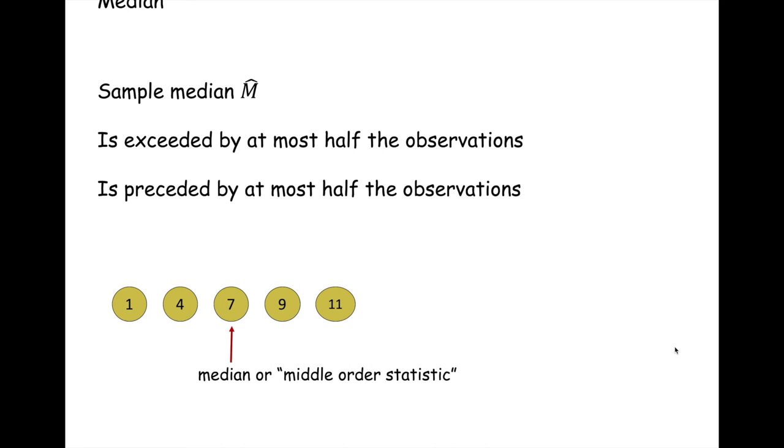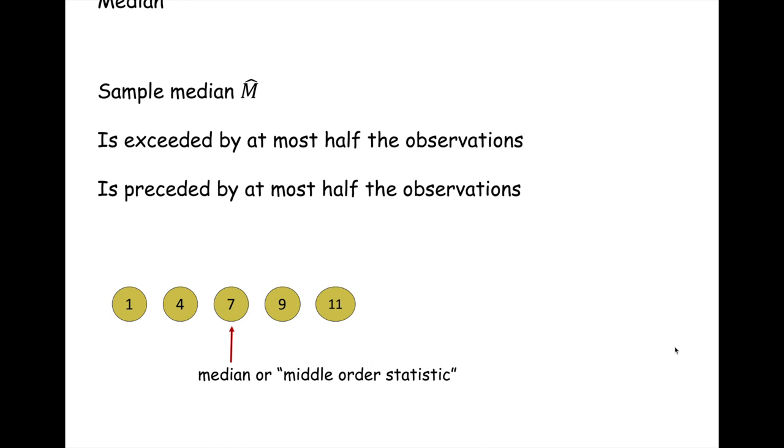So no more than half. Here we have 5 of them. Half of them would be 2.5, and you can't split up a measurement. That's why the no more than terminology is there. So no more than 2.5 means 2 or less. Here, 2 of them, 9 and 11, are bigger than or exceed 7, and at most half are smaller, so no more than 2. That's 1 and 4, 2 of them that precede. So 7 is the sample median, M hat.